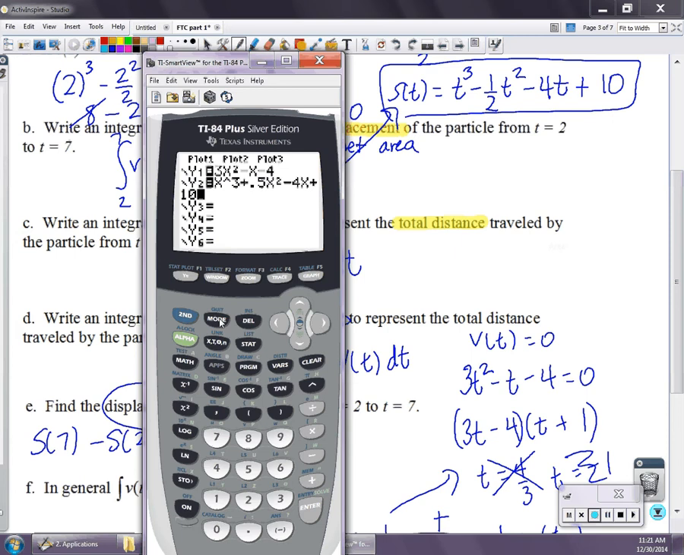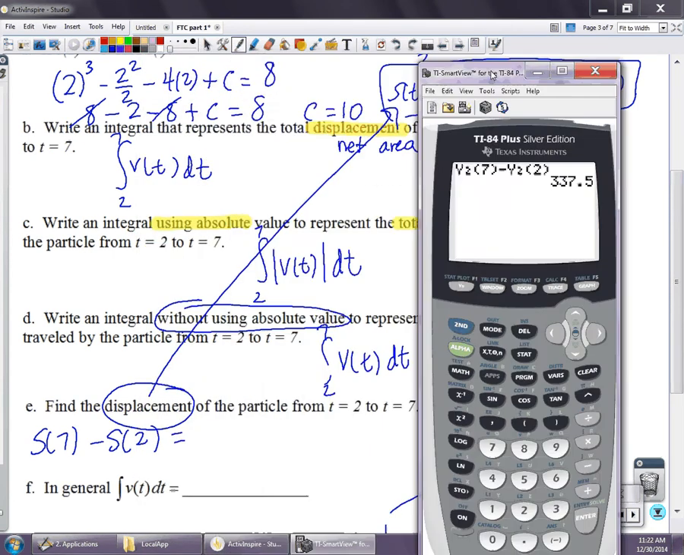And I'm going to go to the home screen, clear the home screen, and do vars, y vars, function, y2 of 7 minus y2 of 2. Those of you who have the newer calculators, hopefully you know how to access these function names more easily. And we get a total distance traveled of 337.5.